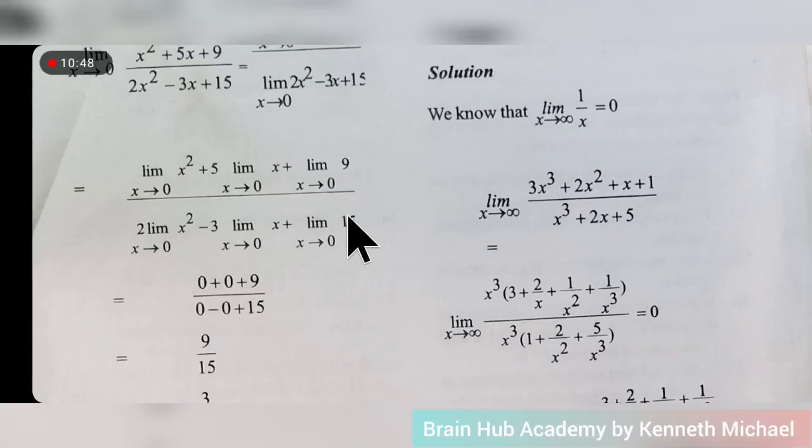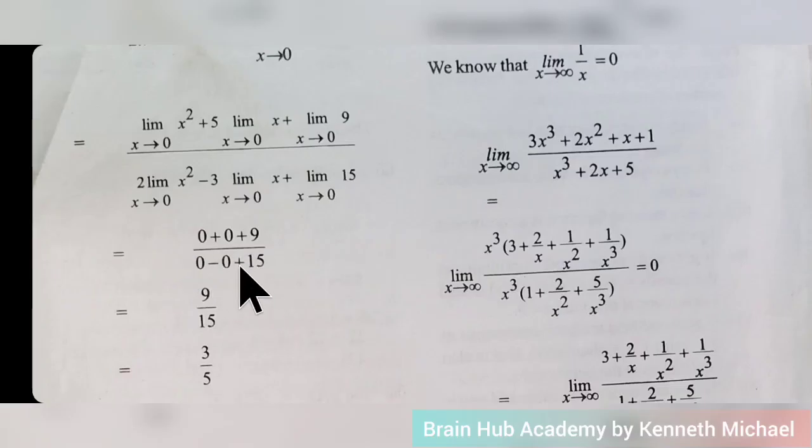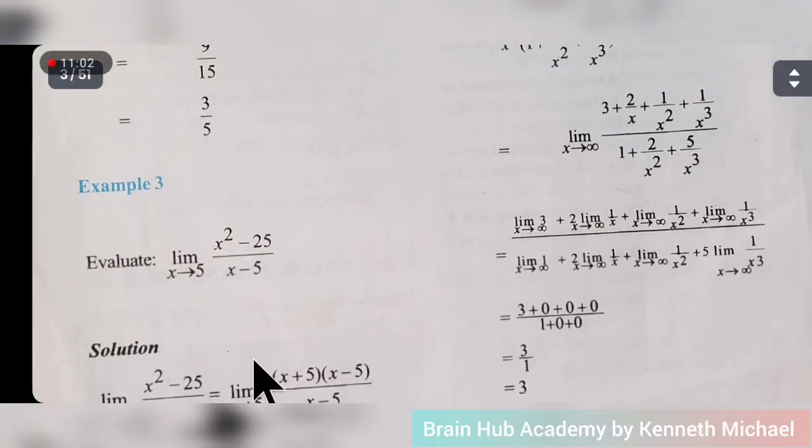So here, the limit of a constant, which is 15, is 15. So 0 added to 9 is still 9, and 0 added to 15 is still 15. So 9 all over 15 will give us 3 over 5. Okay, so look at another example here.